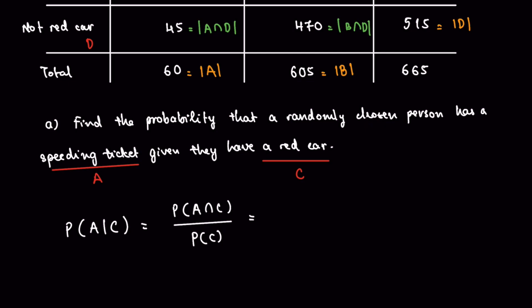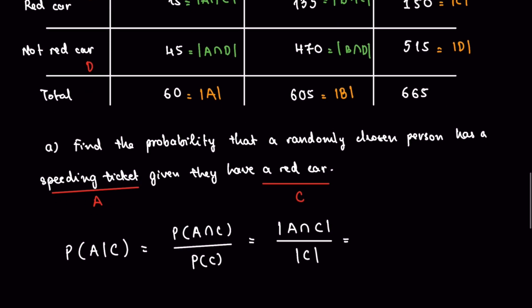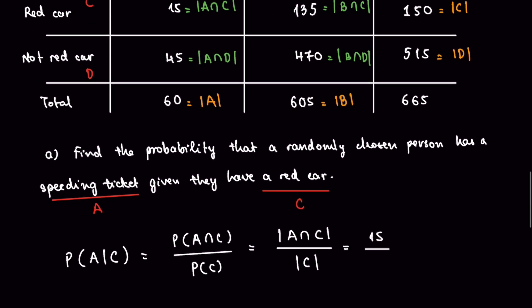But you can use the alternative formula, that is, the probability of A given C is equal to the cardinality of A and C divided by the cardinality of C. And the cardinality of A and C is already given, in this case equal to 15. And the cardinality of C in this case is also given, that is equal to 150.